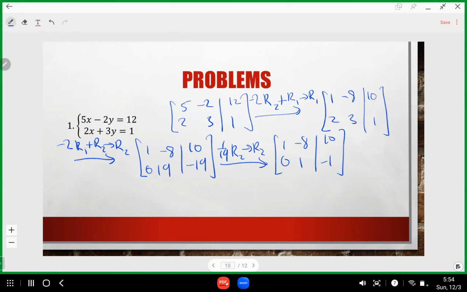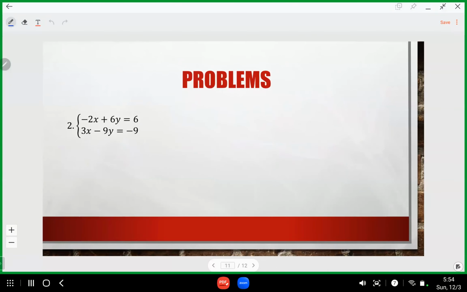Finally, we need to use this pivot to get rid of the -8 there. And we can do that by doing 8 R2 plus R1 is equal to R1. So then we get 1, 0, 2, 1, 0, 1, and -1. So as you can see, x is equal to 2 and y is equal to -1. So that's our solution. The next one.